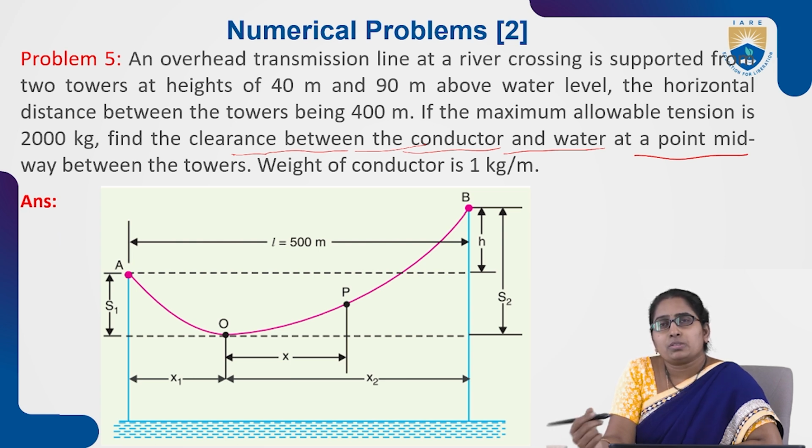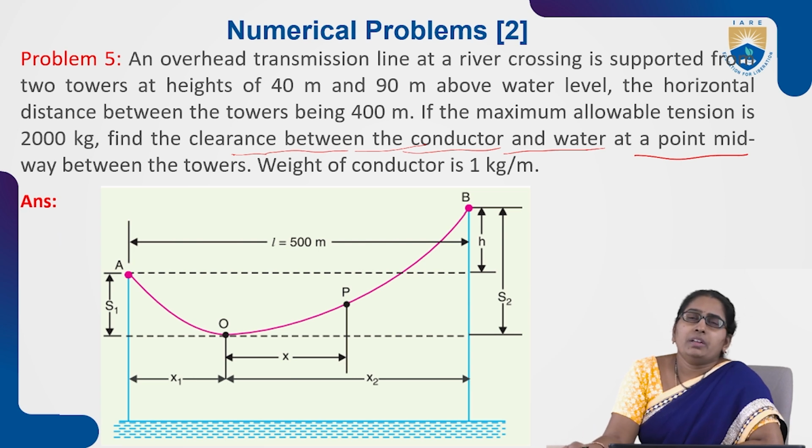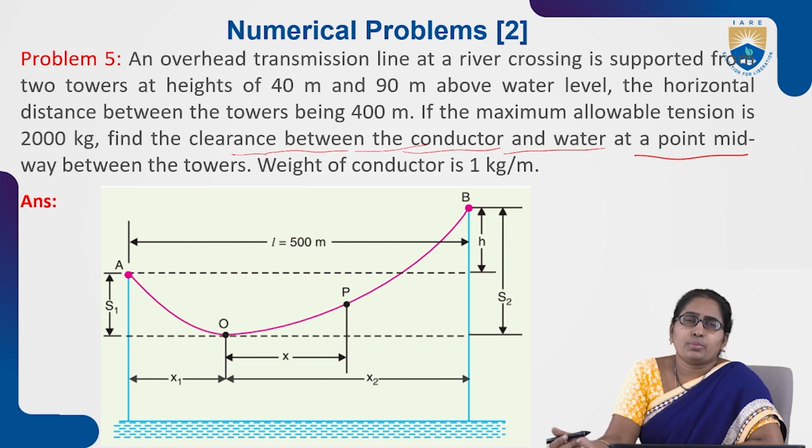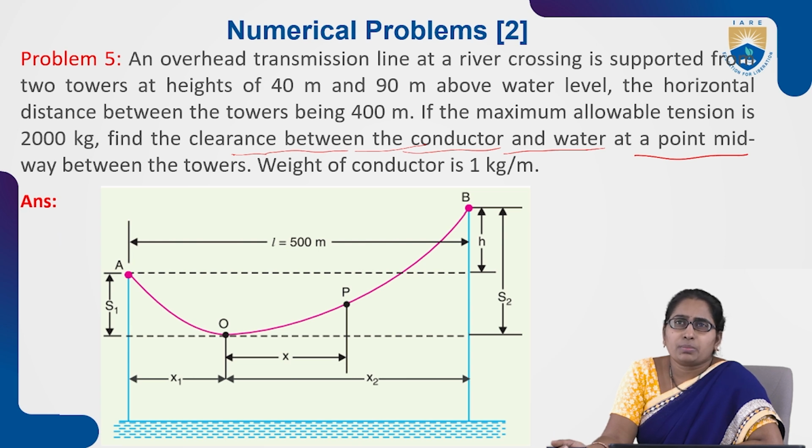Say the towers are A and B. Based on the given data, the diagram is drawn; you can see it on the slide. The length of the span is 400 meters, the tension is 2000 kg, and the weight of the conductor is 1 kg per meter. Now we have to mention x1 and x2. x1 is the distance of the lower level support from the lowest point. x2 is the distance of the higher level support from the lowest point.